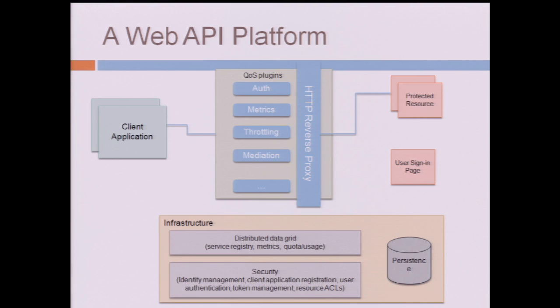And also we need to build up a whole bunch of infrastructure so that we can support the platform. So at the bottom, we're showing some candidates. For example, we need some distributed data grid, backed by a NoSQL database, so we can register all the backend services and also keep track of the metrics information and the quota information. It also allows you to do the client application registration and keep track of the OAuth 2 tokens, so that we know what permissions are being granted for a particular client application and how they're going to use it.